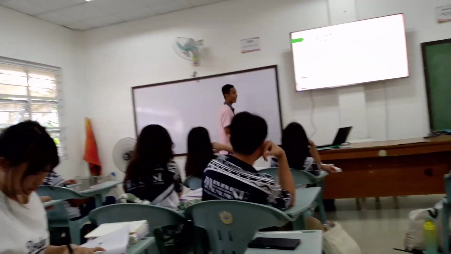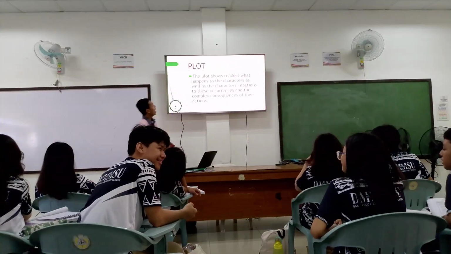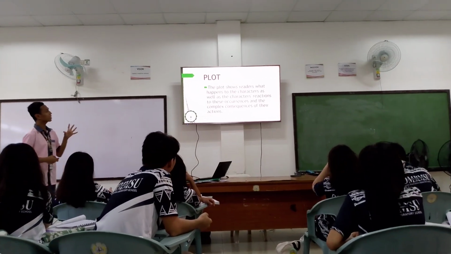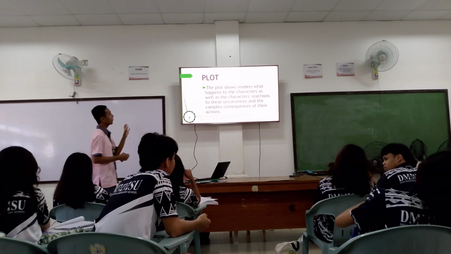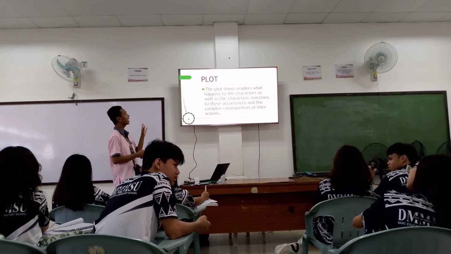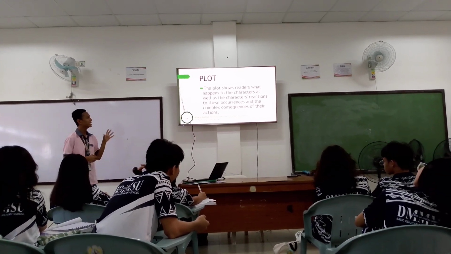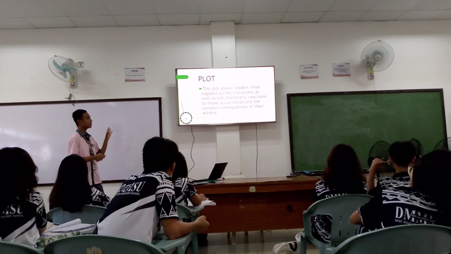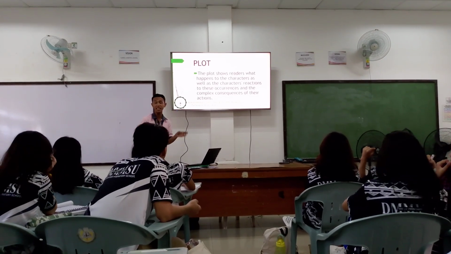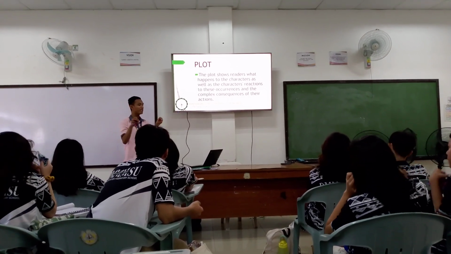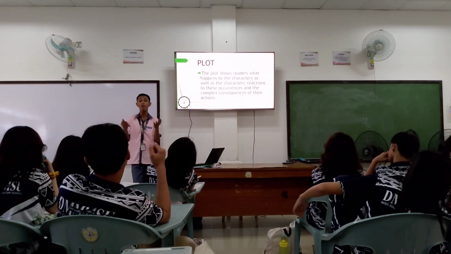It is the sequence of events. According to the book, the plot shows readers what happens to the characters as well as the characters' reaction to these occurrences and the complex consequences of their action. Meaning, in short, this is the storyline or the ordered sequence of events.